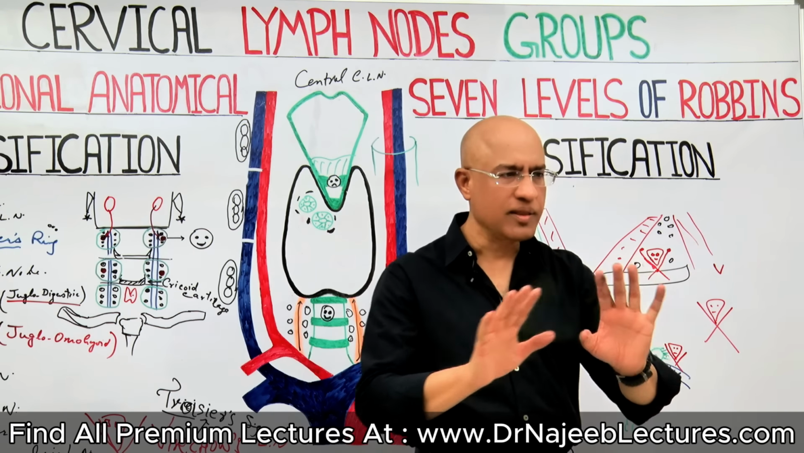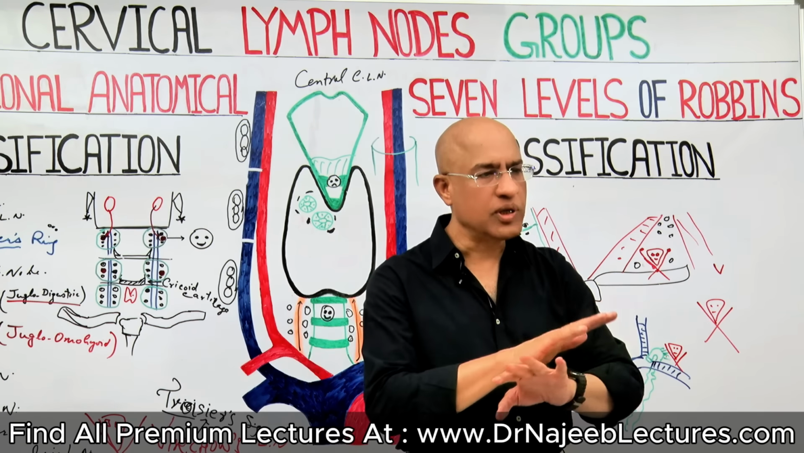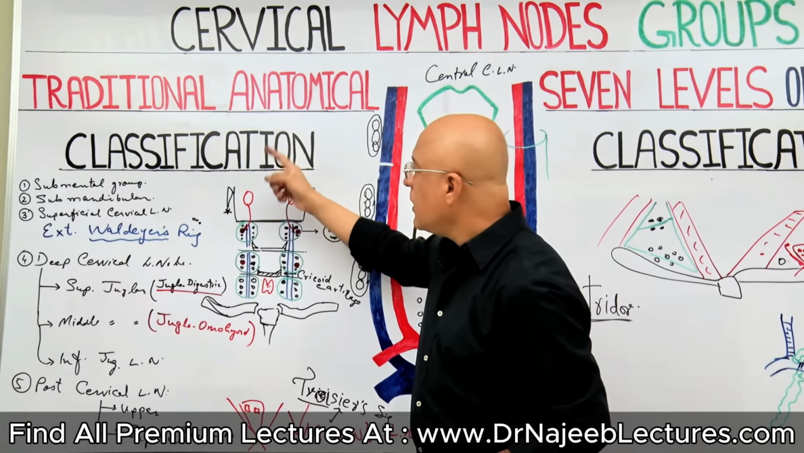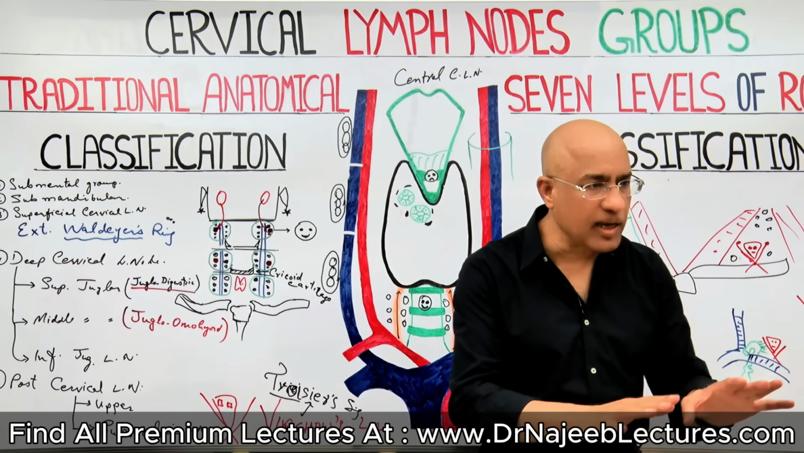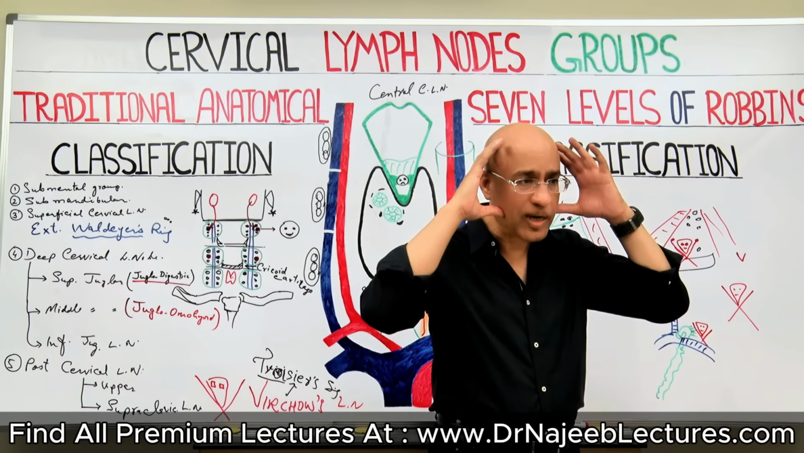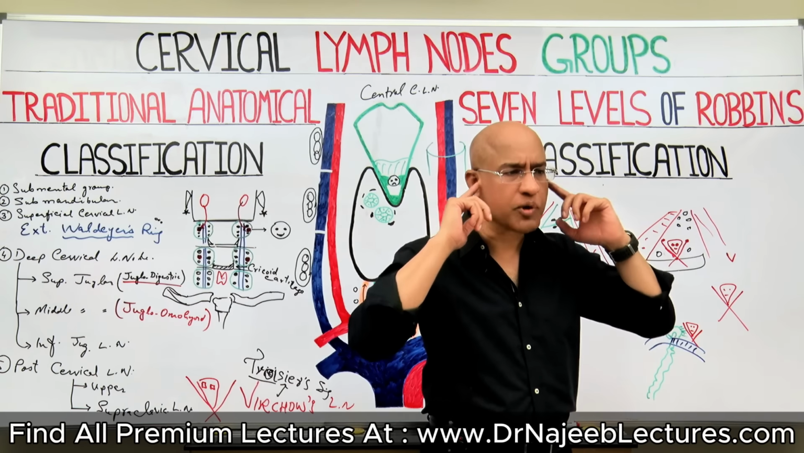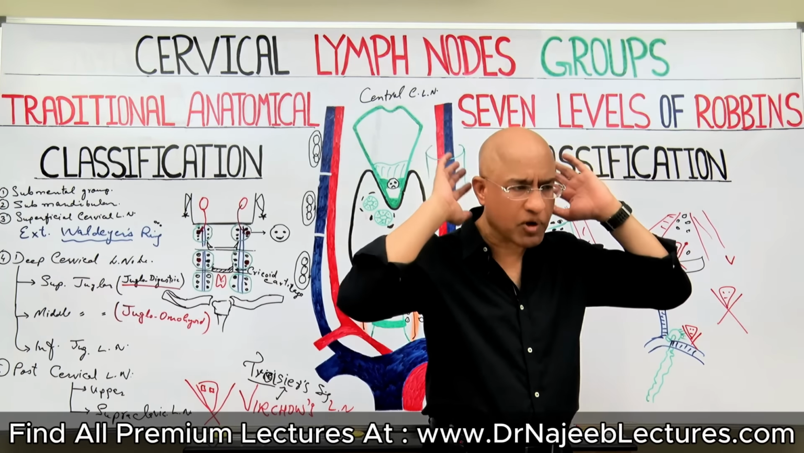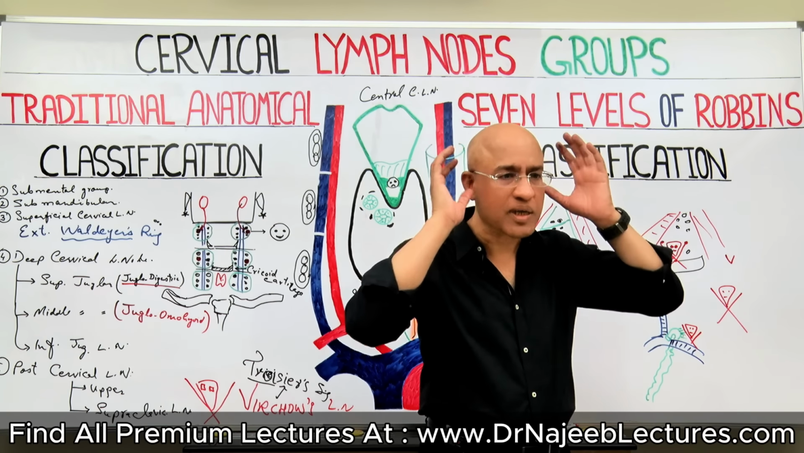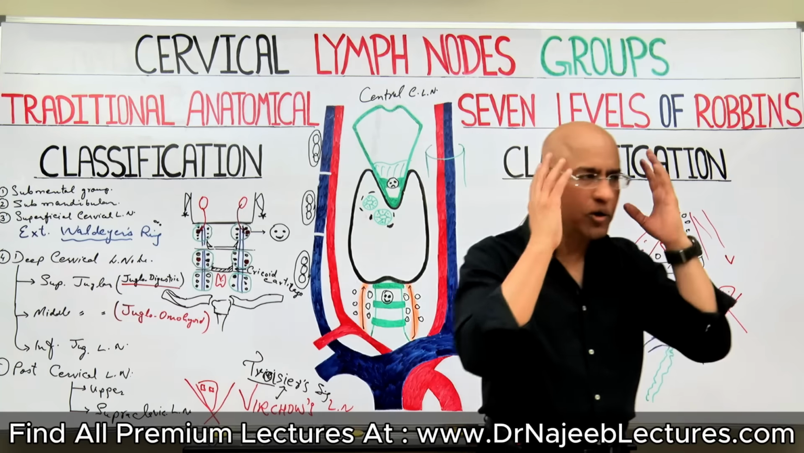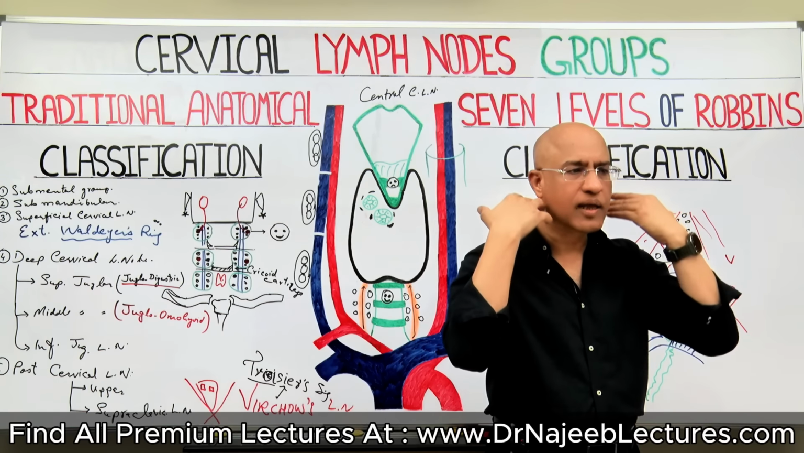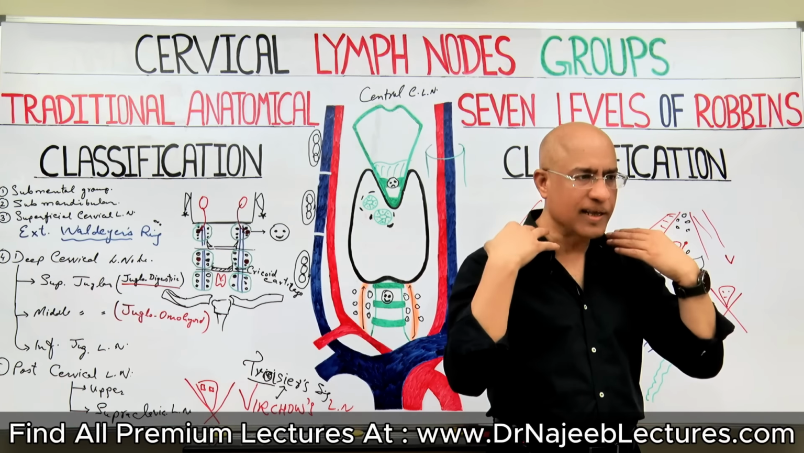So how many groups? We have finished the lecture on the traditional anatomical classification of cervical lymph nodes. I have not discussed the lymph nodes of the head, right? I have not discussed parotid lymph nodes or preauricular lymph nodes, or the occipital lymph nodes, right? I have not discussed pre-mastoid lymph nodes or other lymph nodes. I have discussed mainly the main groups of lymph nodes in the cervical area, right?